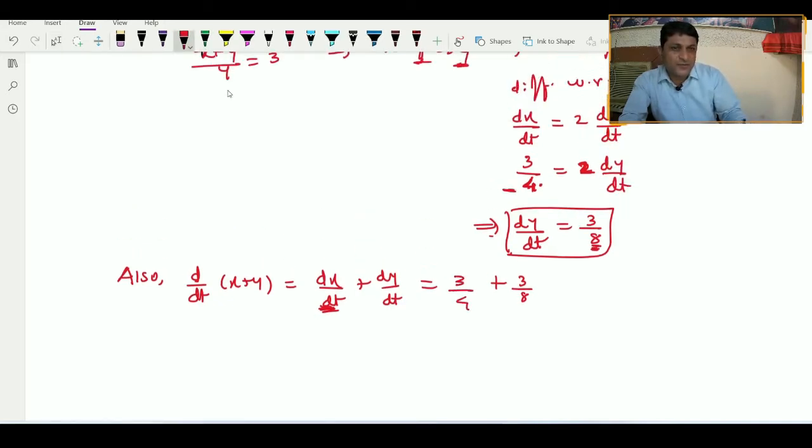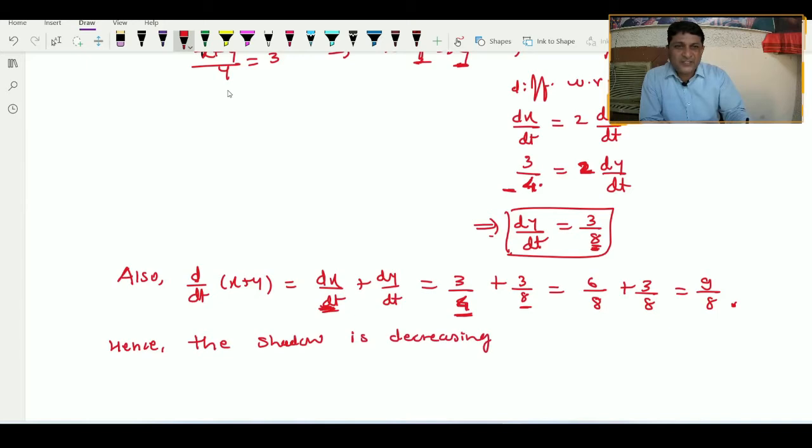So 3 by 4 plus 3 by 8. Now here the denominator is 8, so here also if we want 8, we have to multiply the numerator and denominator by 2. So if we multiply this term's numerator by 2 we get 6, and the denominator will be 8. Keep this 3 by 8 as it is, which is equal to 9 by 8. So 9 by 8 is nothing but our second required value.